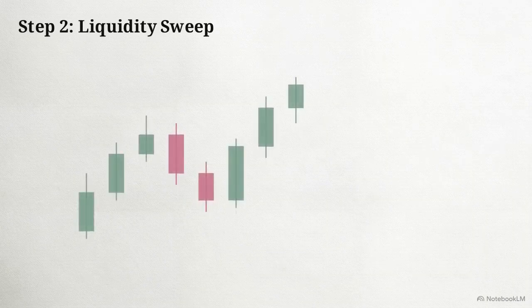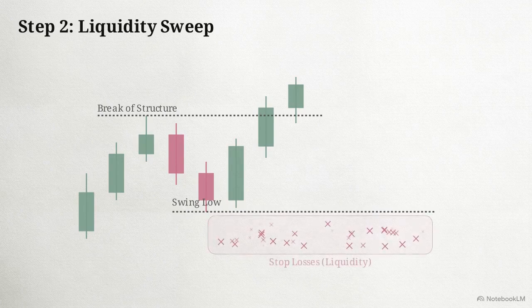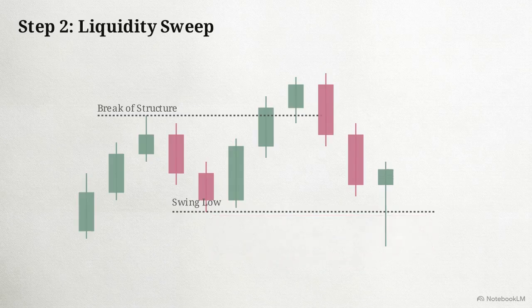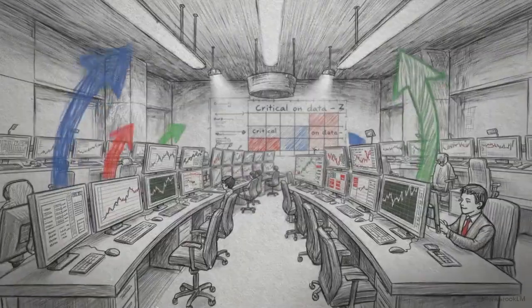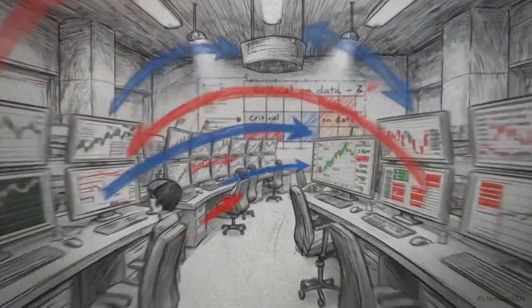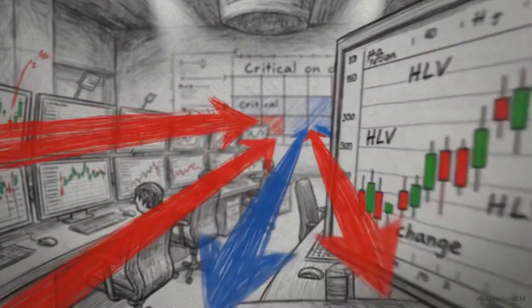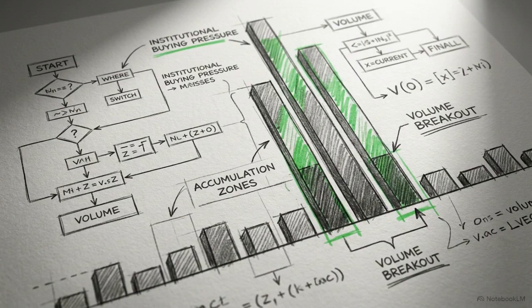Step 2 is the liquidity sweep. Banks need sellers, finding them where retail stop losses are clustered. The market drops below a previous low to trigger those stops, collecting liquidity before reversing to continue its real trend. A confirmed break of structure paired with a clear liquidity sweep tells you that institutional money has entered the market and committed to a direction. Now we need proof of momentum.